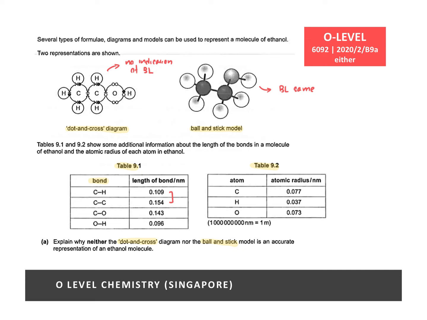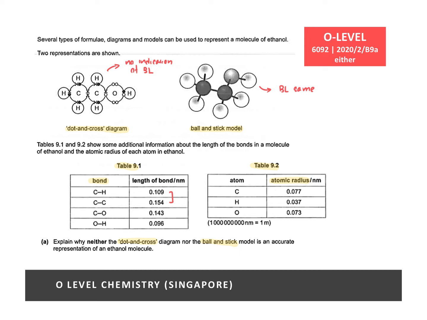Next, we look at table 9.2. What are we given? We are given the atomic radius, meaning the size of the atom. So we need to make reference to this in the question. So if we look at the dot and cross diagram, it seems to be okay because there seems to be a reference to the size as shown in the size of the circles in the dot and cross diagram. So we don't have to mention that.